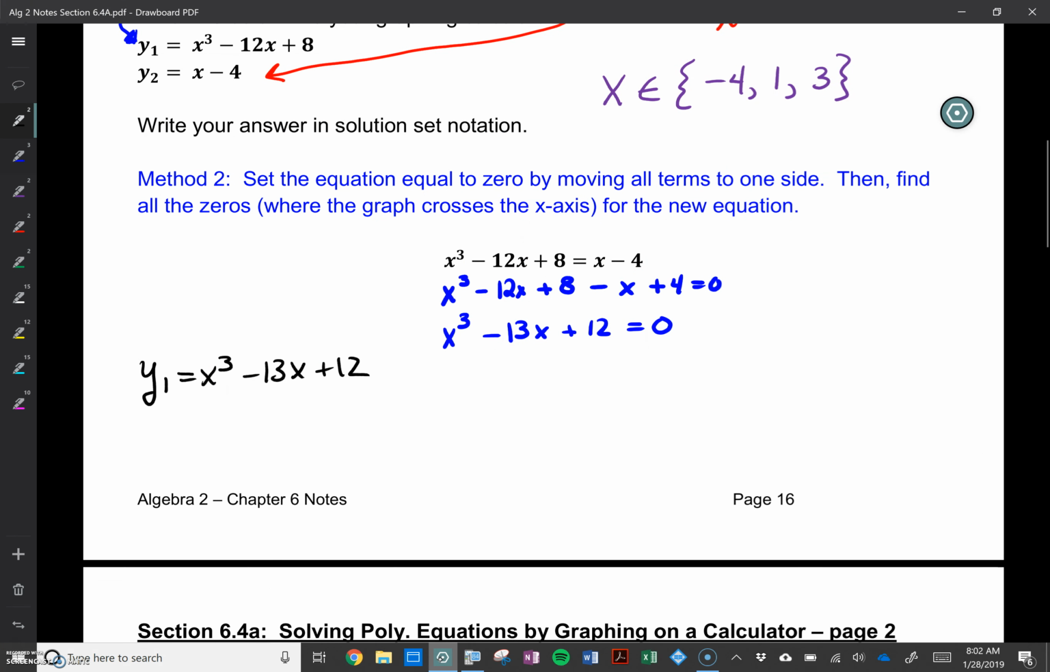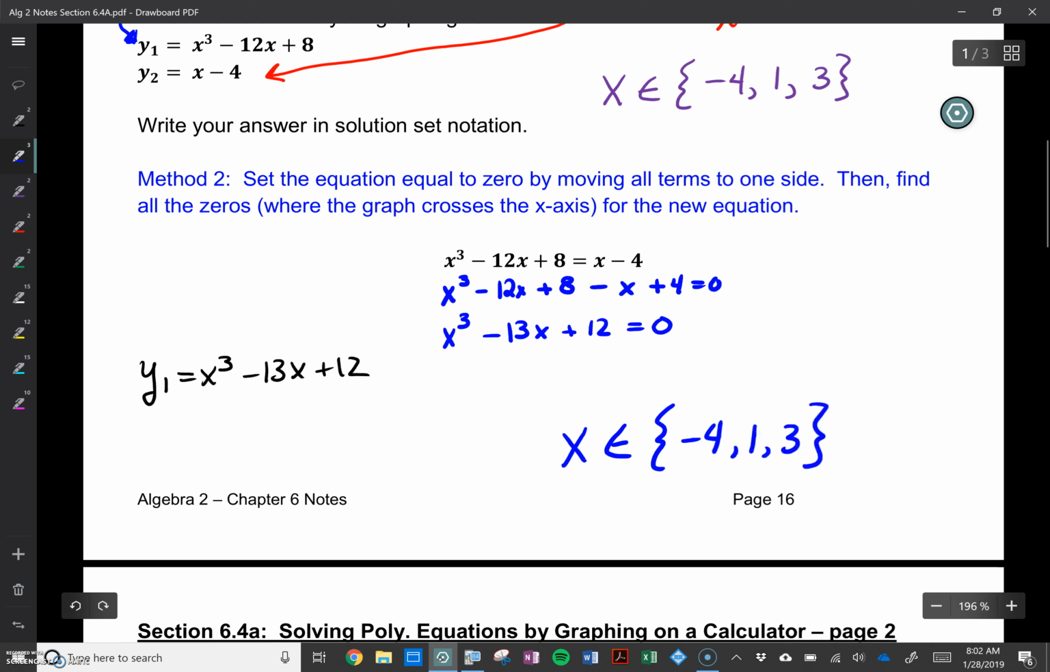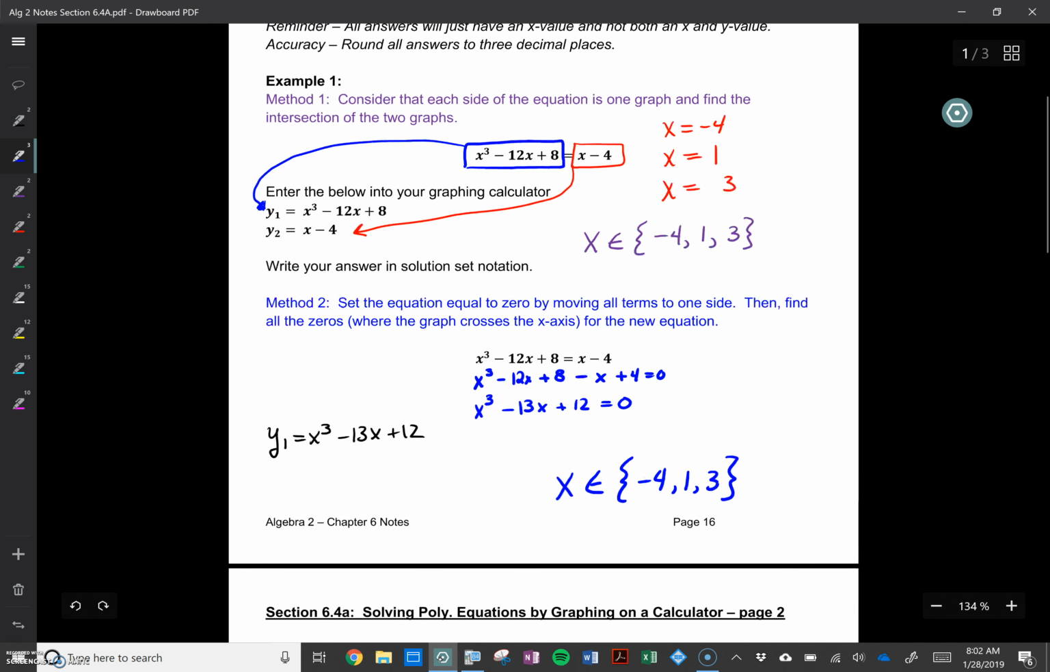And so my solution set, once again, will be x is an element of the set of numbers -4, 1, and 3. So these are two different methods to use when we're solving an equation using our graphing calculators. Let's practice one more problem.